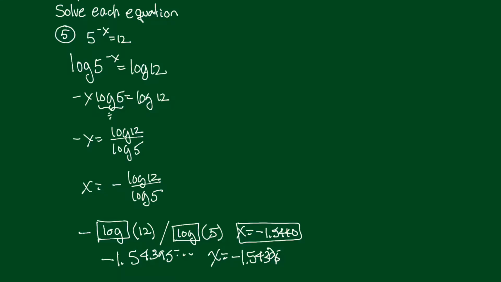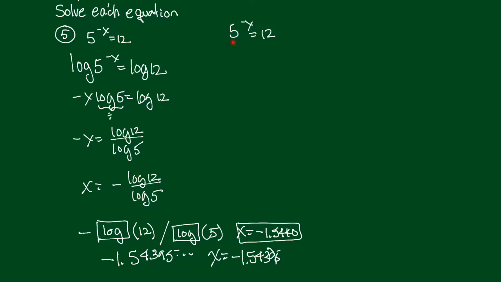Now let's just look at this again. This is 5 to the negative x equals 12. When we did this, we conveniently used log base 10 because it's on the calculator. We could have used natural log. It would have been the same thing. Instead of logs, it would have had ln's.